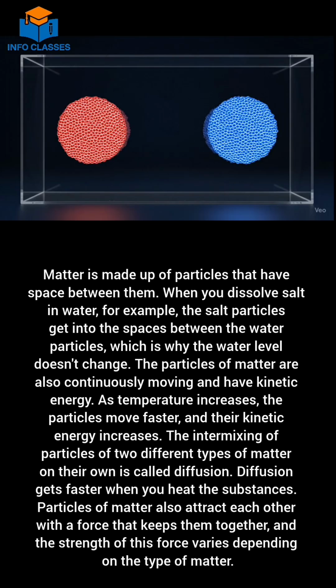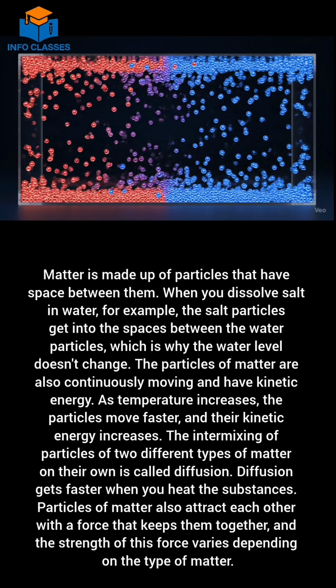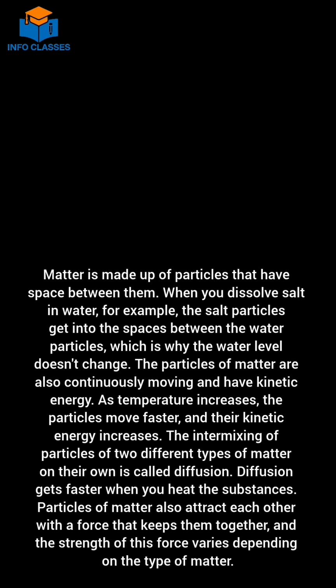The intermixing of particles of two different types of matter on their own is called diffusion. Diffusion gets faster when you heat the substances. Particles of matter also attract each other with a force that keeps them together, and the strength of this force varies depending on the type of matter.